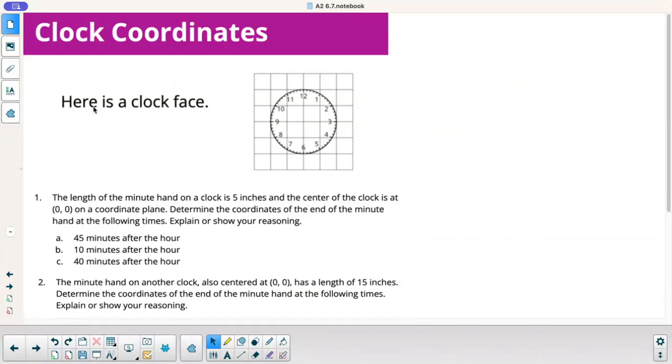All right, so here's a clock face. The length of the minute hand on a clock is 5 inches, and the center of the clock is at 0, 0 on a coordinate plane. Determine the coordinates of the end of the minute hand at the following times. Explain or show your reasoning, okay?